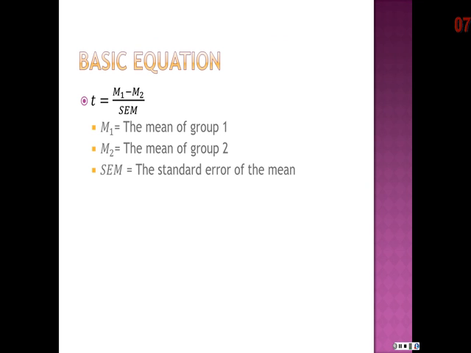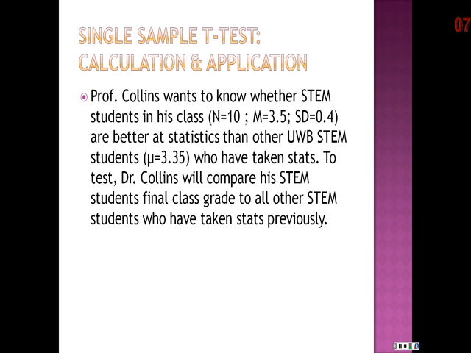So here's the basic equation for all t-tests. All the t-tests we encounter from this point forward, the single sample t-test, paired sample t-test, and independent sample t-test, all have the same basic equation. What we're doing here is taking the mean of one group and subtracting the mean of another group and dividing that by the standard error of the mean. So we're comparing the deviation scores divided by the standard error of the mean. And that's going to be the basic equation for all t-tests. And so now we'll get into calculation and application specifically of the single sample t-test.